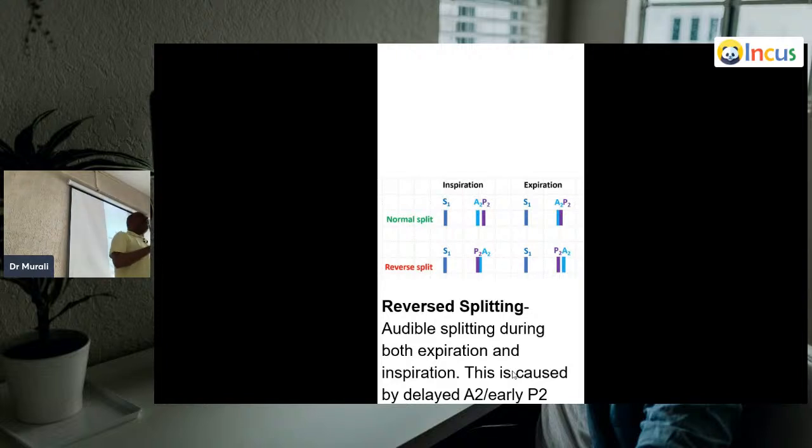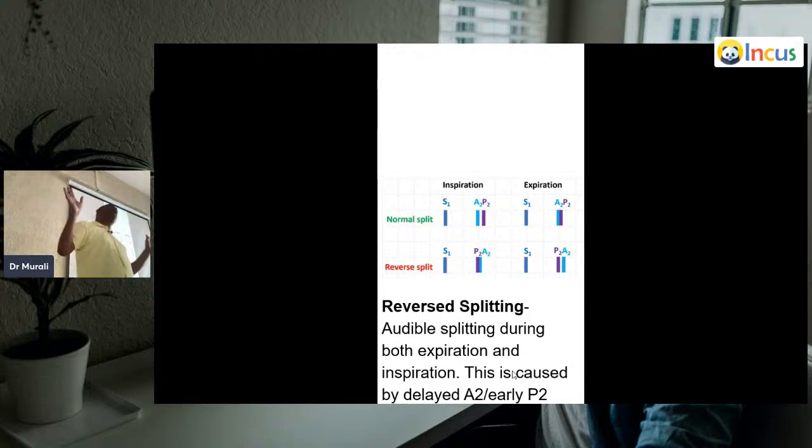A widened physiological splitting will not be heard during expiration. It is inspiration only, normal wide becomes wider. That is okay. But if it becomes reversed, then not only inspiration, you listen to the split during expiration. So listening to the split even during expiration is abnormal, and typically it happens if there is a delayed A2 or very early P2.